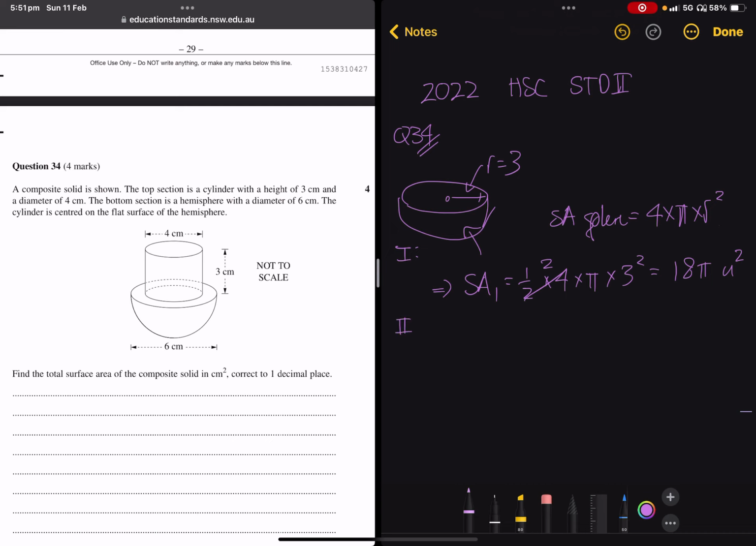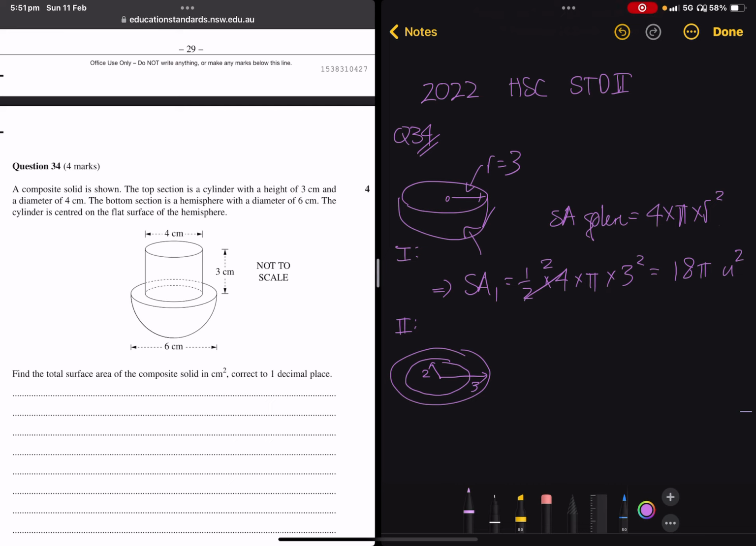The second bit we want to do is the little ring on top of the sphere. We have not a full circle on top of the sphere, but a little annulus, this little bit around the outside. This is sometimes called an annulus or a ring. It has an inner circle and an outer circle. The outer circle has radius 3. The inner circle has radius 2. We can see this from the diagram.